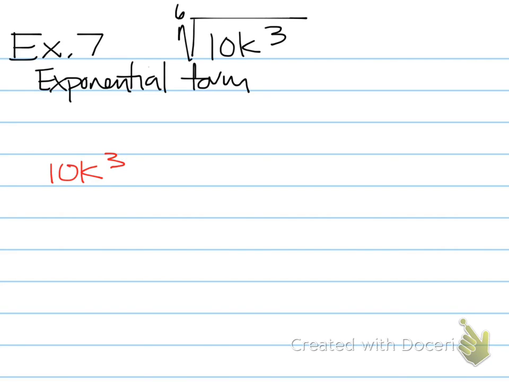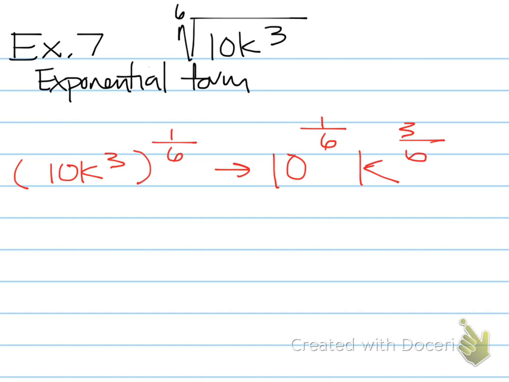Same here, write down the radicand, and then rewrite the 6th root as that quantity to the 1/6 power. And then all the factors inside the parentheses are raised to the 1/6 power. So we have 10 to the 1/6 power, and then k cubed raised to the 1/6 power is going to be 3 times 1/6, which is 3/6, which we can simplify to 1/2.